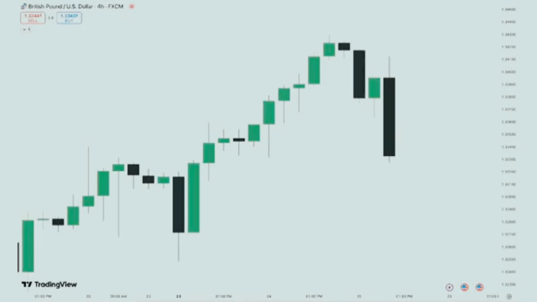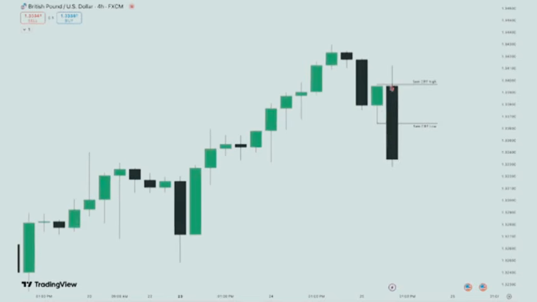Now, let's hop onto the charts and see how the 5 a.m. CRT model actually works, starting with GBPUSD. We'll analyze the 5 a.m. candle on the 4-hour chart. So first of all, you have to wait until the 5 a.m. candle prints out. Once this candle is fully formed at 9 a.m., we mark the high and low of the range.